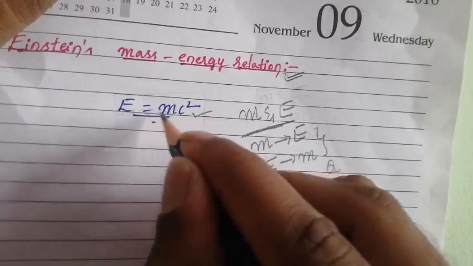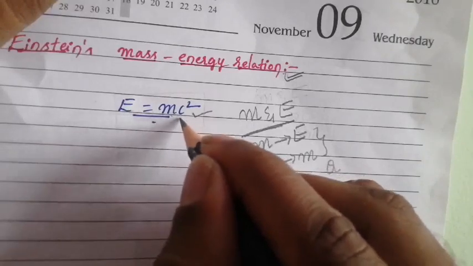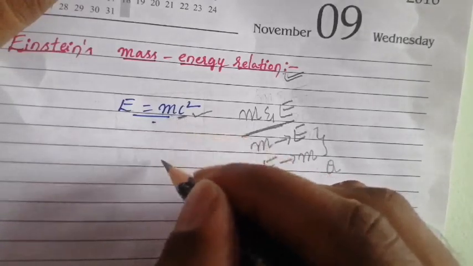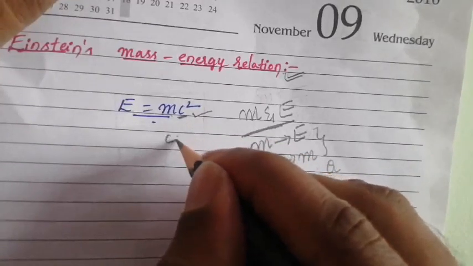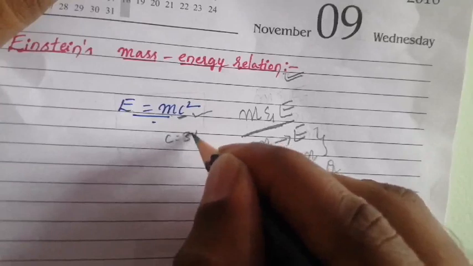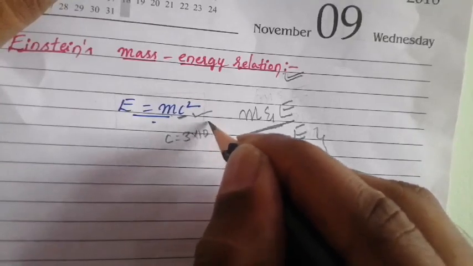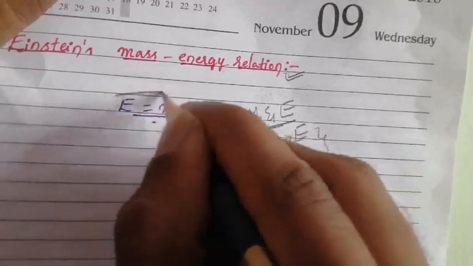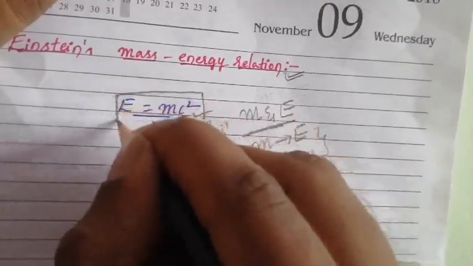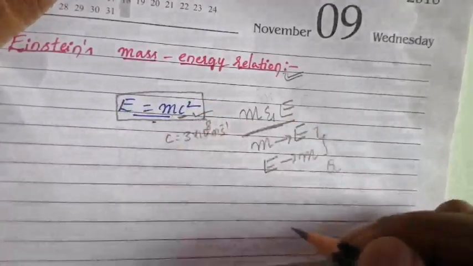In these two processes, huge amount of heat energy is released, of the order of c square, where c is called velocity of light in vacuum, that is 3 into 10 power 8 meter per second. So this is called Einstein energy mass equivalence relation.